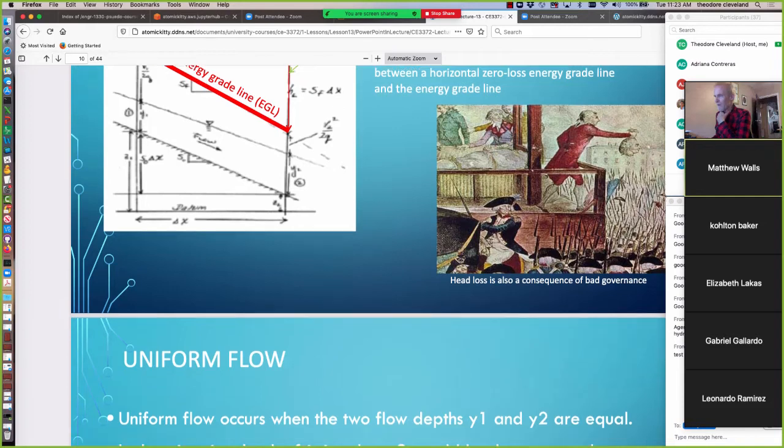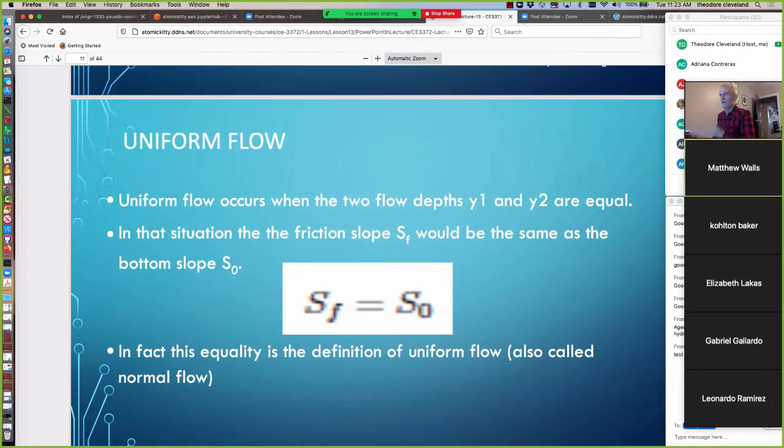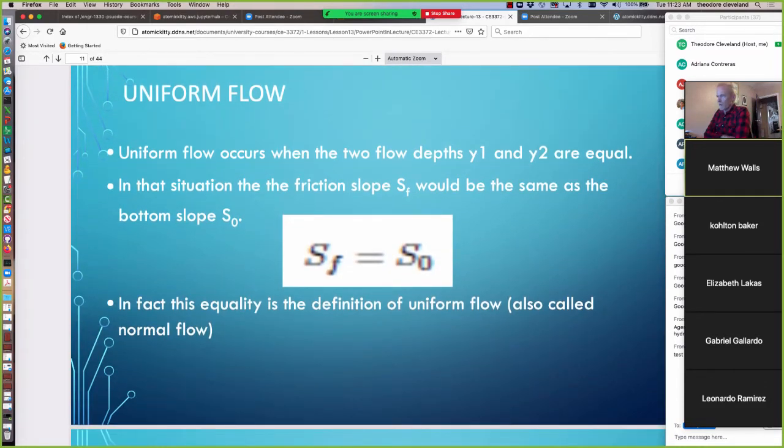And I think we've defined all the other terms. So uniform flow occurs when the two flow depths, y1 and y2, are equal. Based on the drawing, for that to be true, the friction slope, S sub f, would have to be the same as the bottom slope, S sub 0. And in fact, the equality S sub f equals S0 is the definition of uniform flow. And it's also called normal flow.